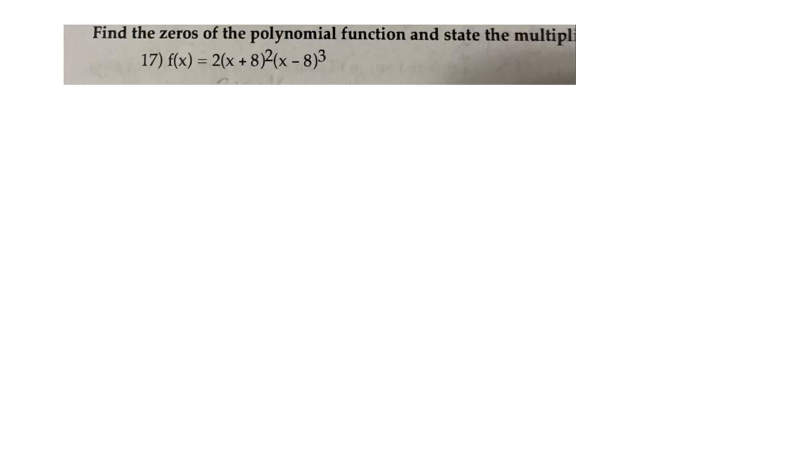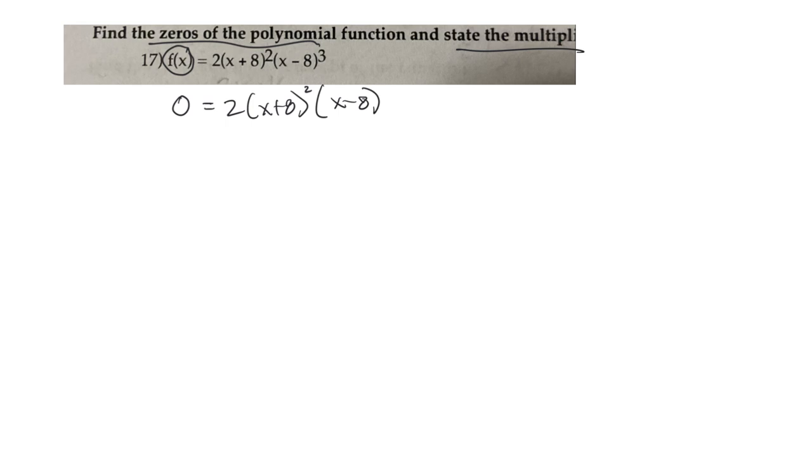Right, here's another good question. It says, find the zeros of the polynomial and state the multiplicities of each. So to find the zeros, you let f of x equal 0, and then you have to solve this equation.